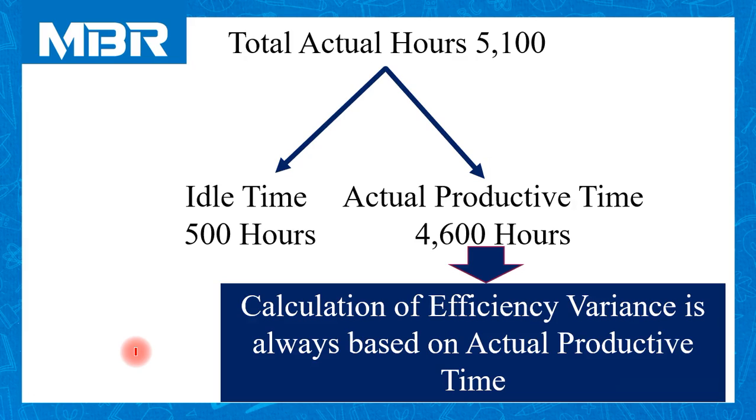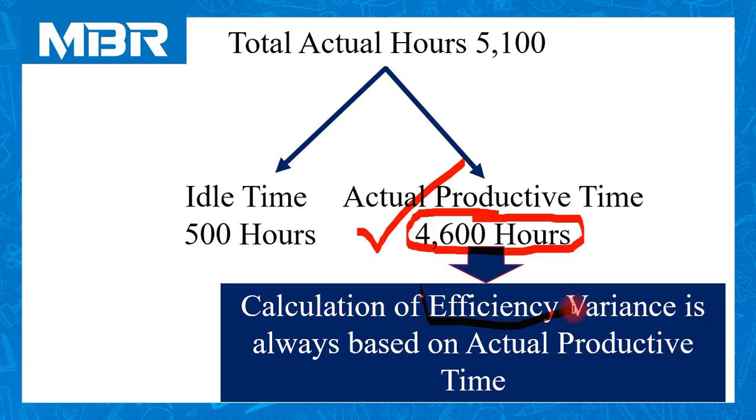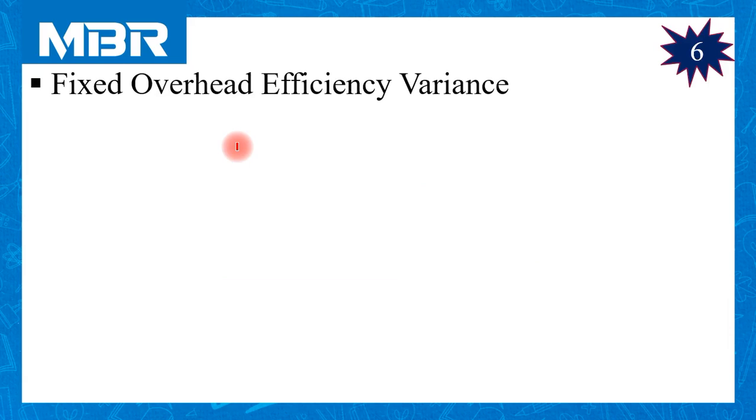But in this question, we need to take care that out of total actual hours 5,100, 500 hours were spent on unproductive activities. So actual productive time is 4,600 hours only, and efficiency can be calculated on the basis of only productive time because there is zero efficiency in unproductive time. So by taking this into consideration, now we need to calculate two variances. First, efficiency variance, and second, IT variance.